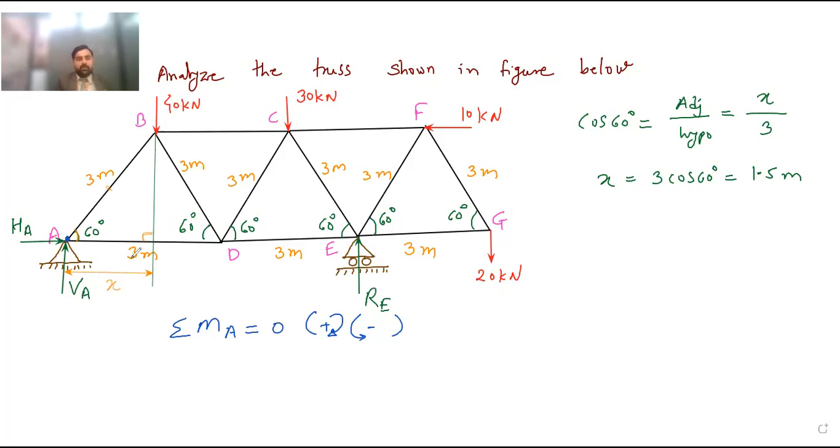Then this 40 kilonewton force, how much will it be? It is 40 into the perpendicular distance. The perpendicular distance is this much. What is this distance? This distance is x, which we have calculated. It is 1.5. Okay, good. So it is 40 multiplied by 1.5. Now you can see this force is moving downward.